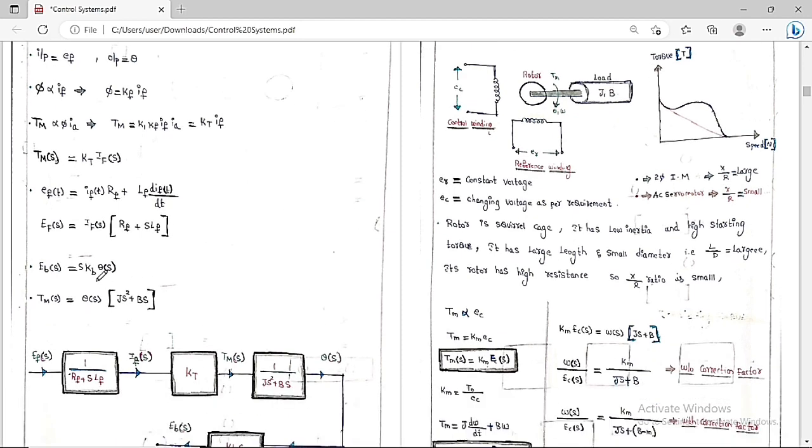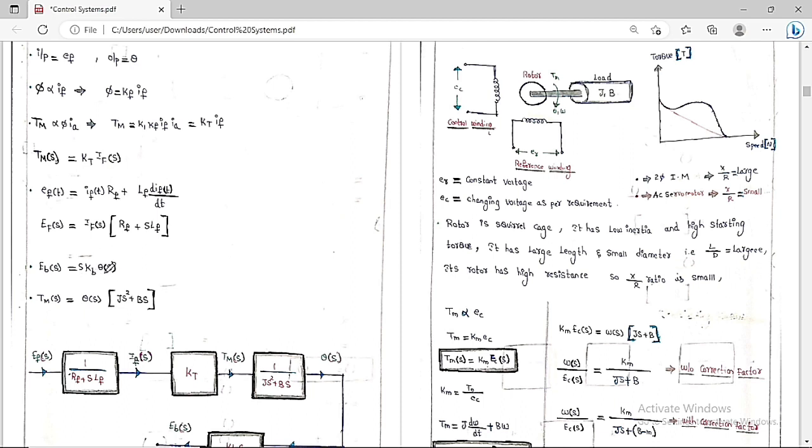Then we already know back EMF is directly proportional to the rate of change of angular displacement, or we can say the back EMF is directly proportional to angular velocity. So Eb is directly proportional to d theta by dt. If we remove the proportionality, we get the constant Kb. So Eb is equal to Kb into d theta by dt. If you apply the Laplace domain, we get Eb of s is equal to s into Kb into theta of s.